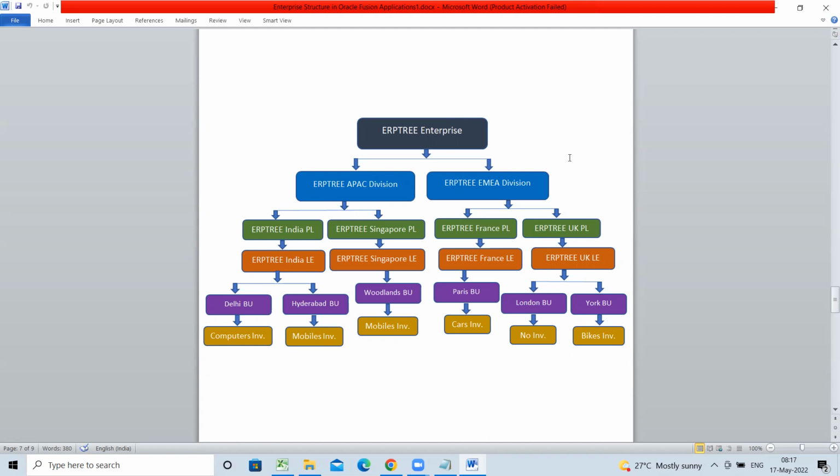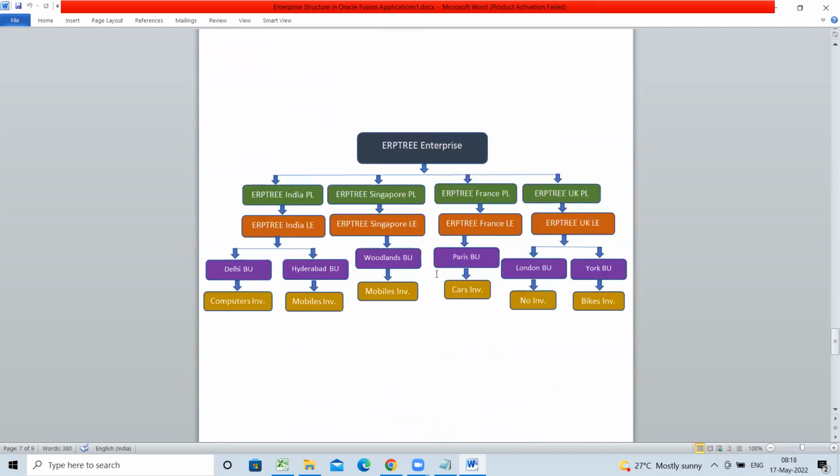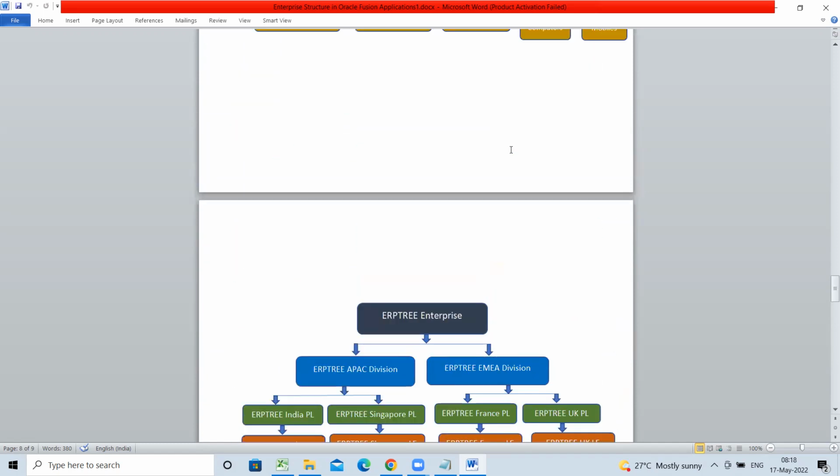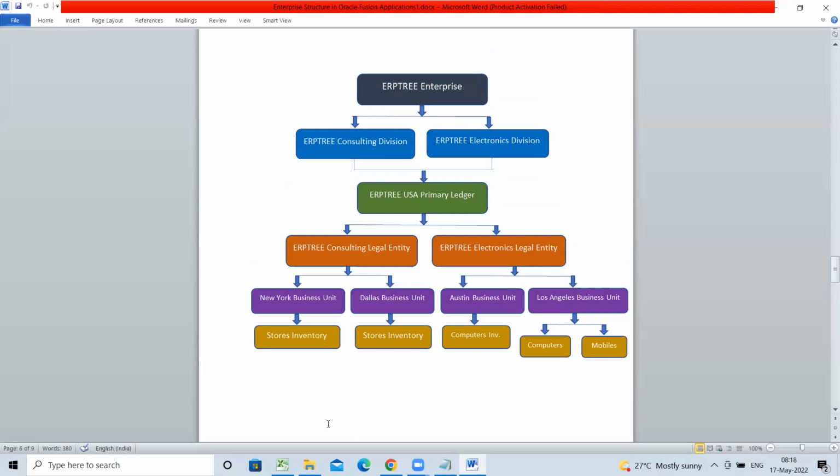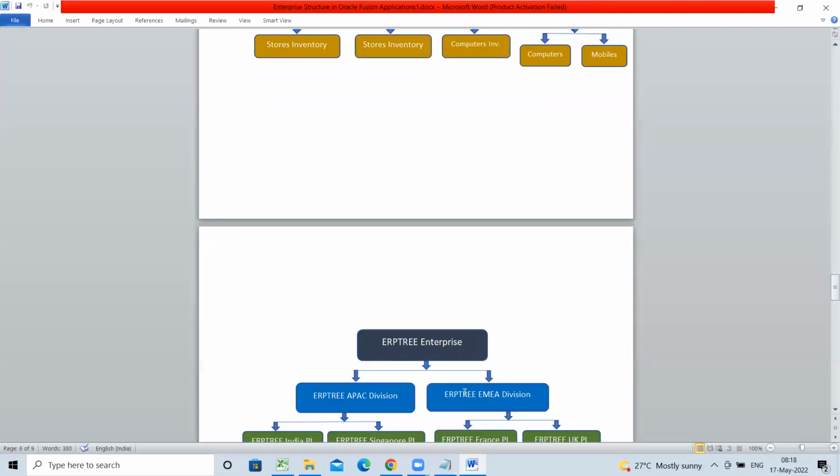If you take division as one of the segments in the chart of accounts, yes, you can record the transactions with the division. If you take division as a part of enterprise structure, there is no great value addition. So here you can see, without division, this is how enterprise structure looks like. So that's what we have to understand about division. First, we'll talk about this, then we'll proceed with other slides.